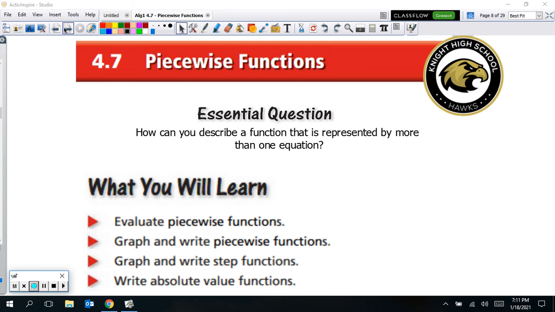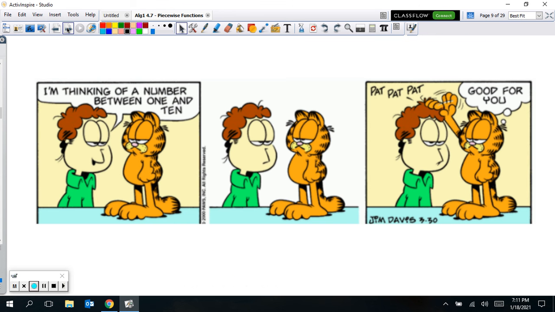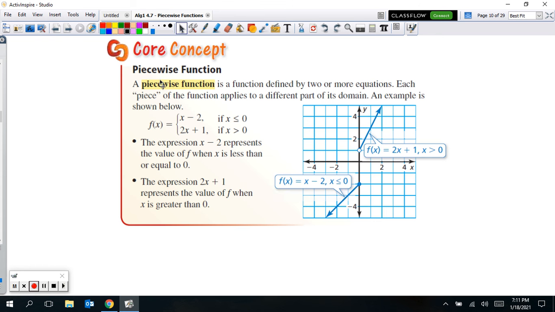So we have a cartoon to get started here. Little Garfield cartoon, him and John have a conversation. I think I'm thinking of a number between 1 and 10, he says to Garfield. Garfield looks at him, pats his head. Good for you. John can think of a number between 1 and 10. Wow, that's amazing. All right, let's move on to our piecewise function.